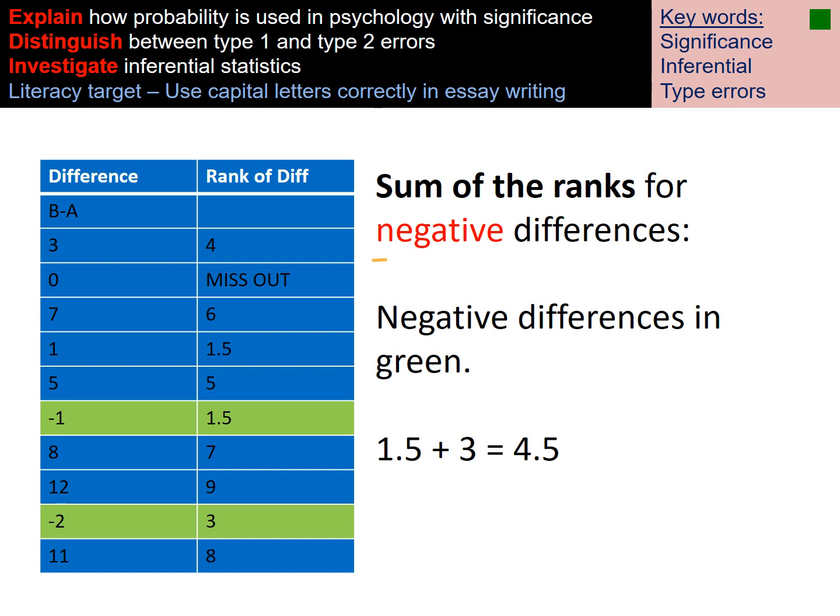Now I'm going to add together the negative differences. So wherever I had a negative number on the difference rows here, so I had -1, -2, I'm going to add together their ranks, so 1.5 and 3, to give me the negative differences, which is obviously 4.5.